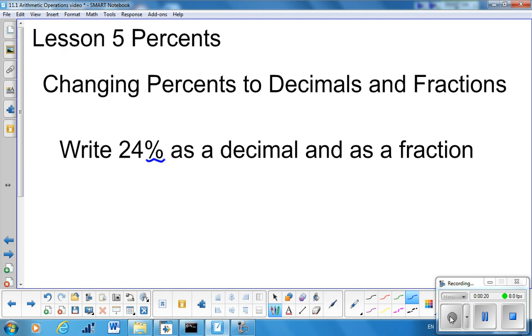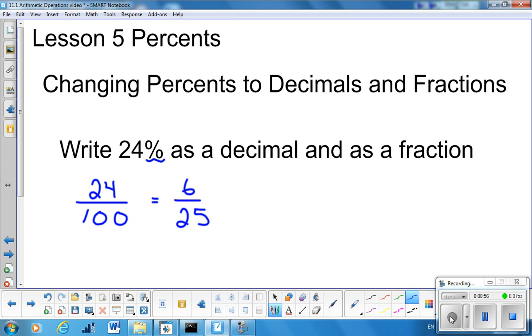Percent means out of, and it actually means out of 100. So if you got 24%, it means that you got 24 out of 100. We can reduce this fraction by using the fraction button on our calculator, and we learned about that in the last lesson. So put in 24, fraction button, 100, and equals. You should end up with the reduced fraction 6 over 25. Those two fractions mean the same amount, one is just reduced or simplified further.